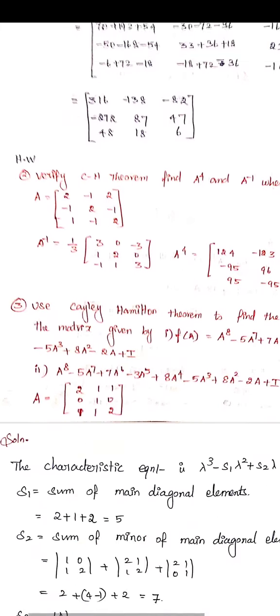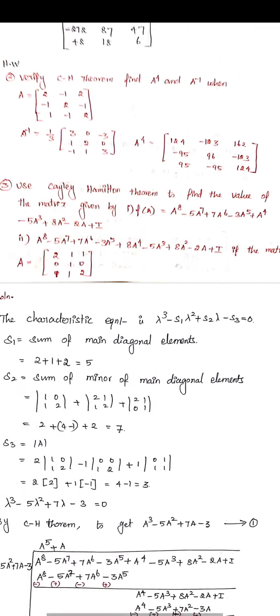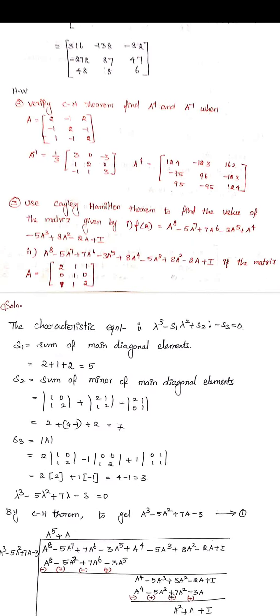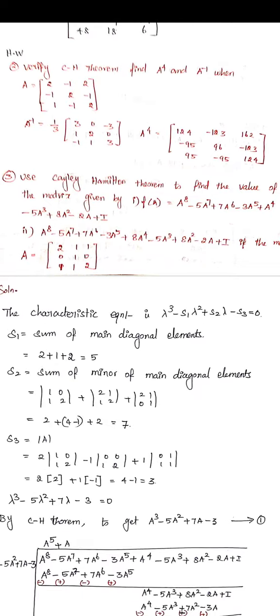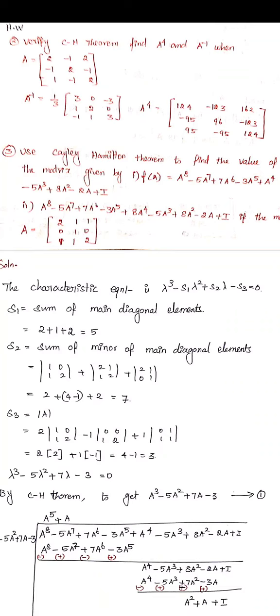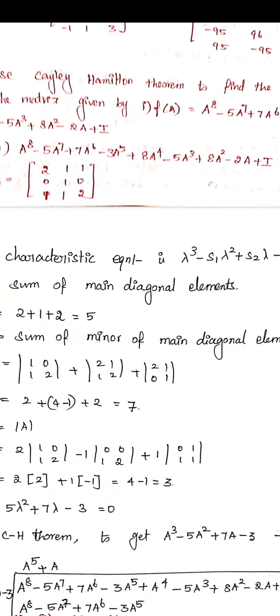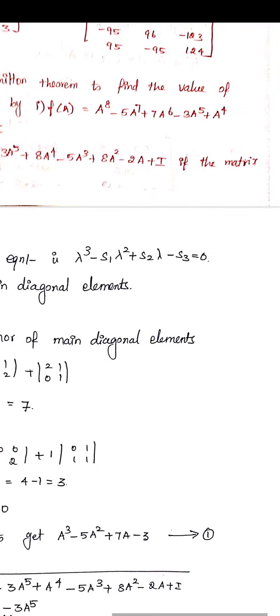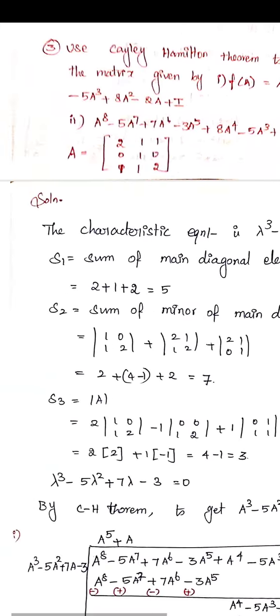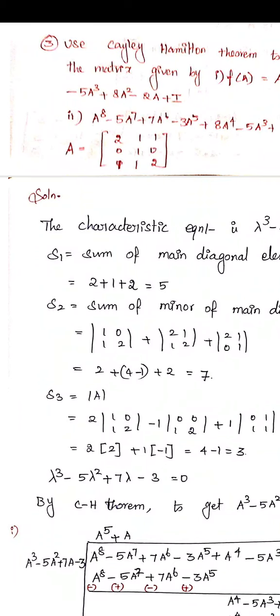4. Next, use the Cayley-Hamilton theorem to find the value of the matrix given by f of A, which is A power 8 minus 5A power 7 plus 7A power 6 minus 3A power 5 plus 8A power 4 minus 5A cube plus 8A square minus 2A plus I. If the A matrix is 2, 1, 1, 0, 1, 0, 1, 1, 1, 2.